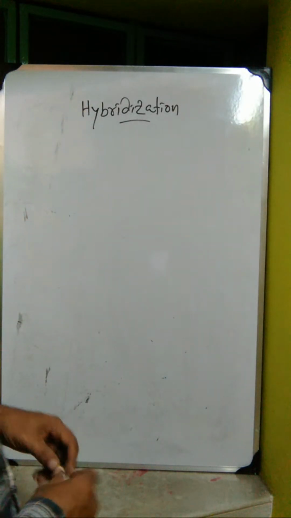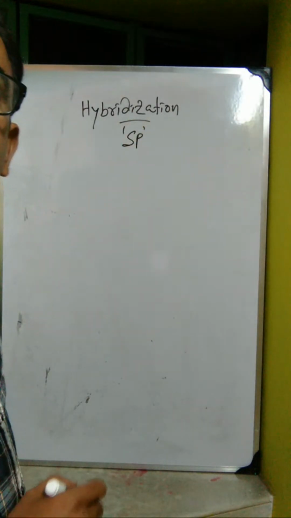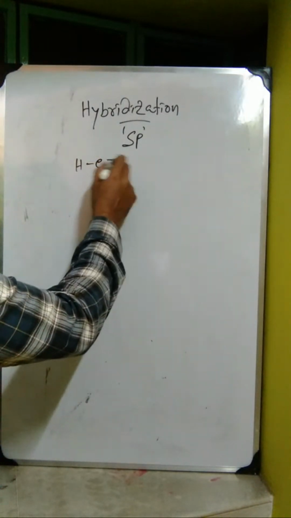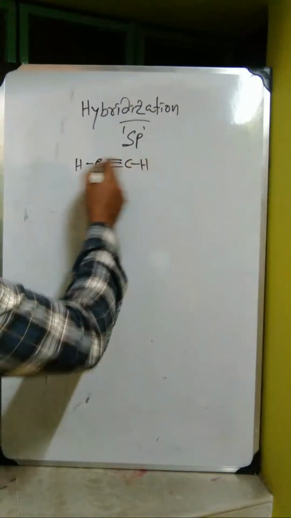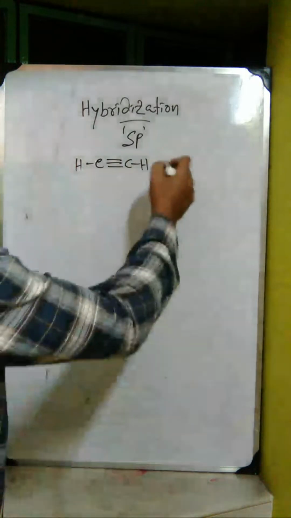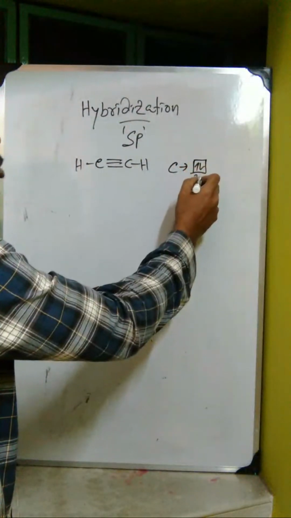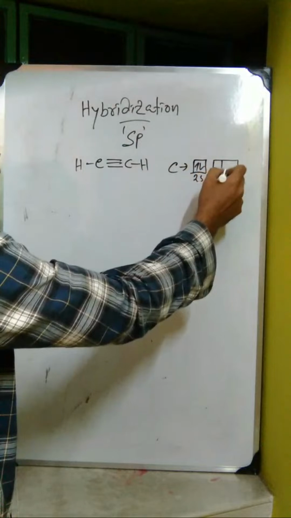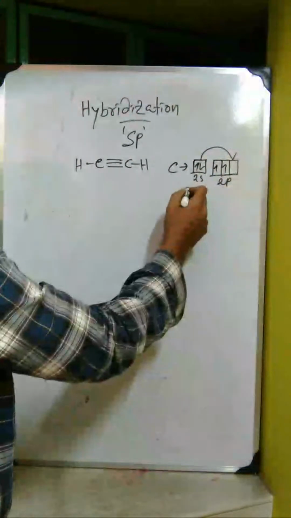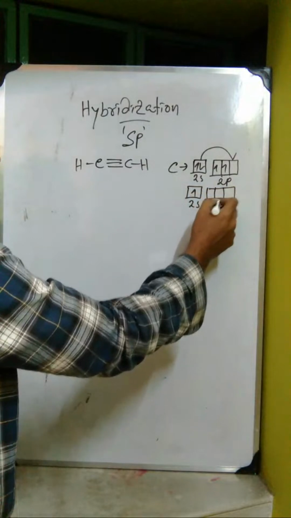Now, we will see how sp hybridization occurs. One molecule which has sp hybridization is acetylene, CH triple bond CH. Each carbon here is sp hybridized. How can we say that? In carbon, the electronic configuration is again 2s2 and 2p2. Now, the rearrangement occurs where an electron jumps from the 2s orbital to the 2p orbital, giving rise to 4 unpaired electrons in the outermost shell.